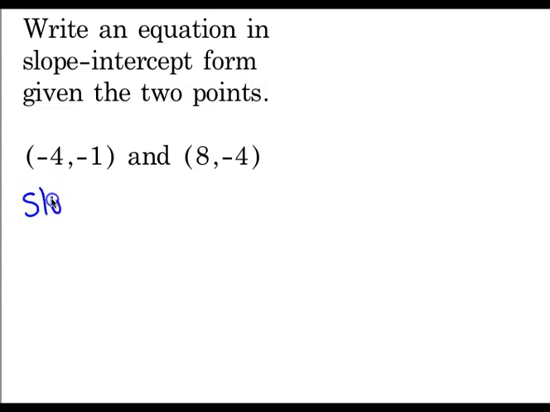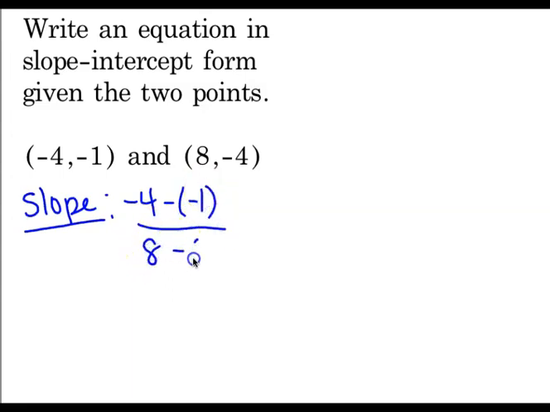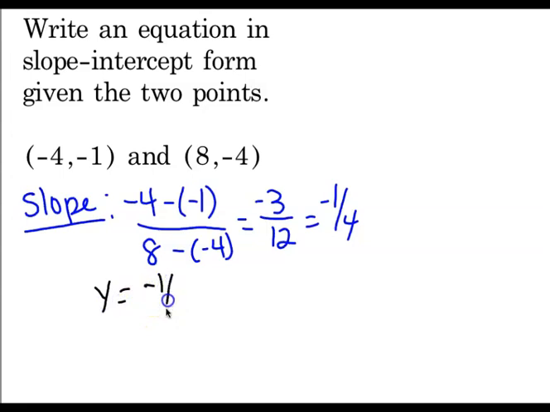We need to find the slope first. So remember, the slope is negative 4 minus a negative 1 over 8 minus a negative 4, which gives me negative 3 over 12, which I can reduce to negative 1/4. I sub it back in, so I know it's going to be y = negative 1/4 x + b.